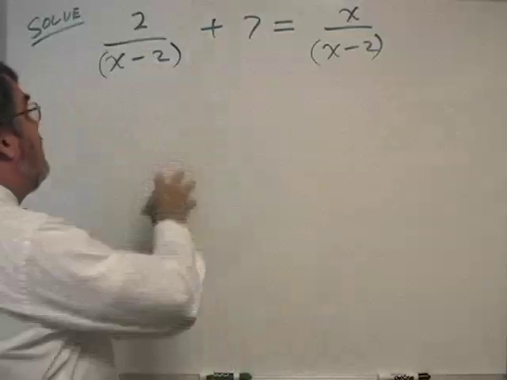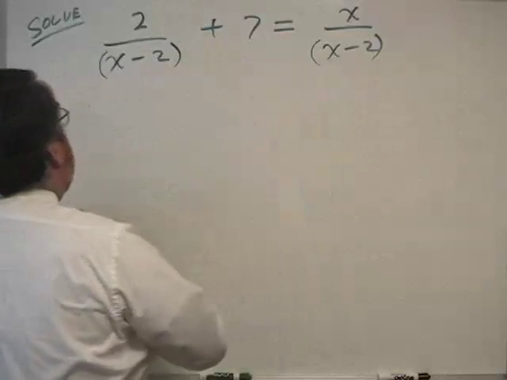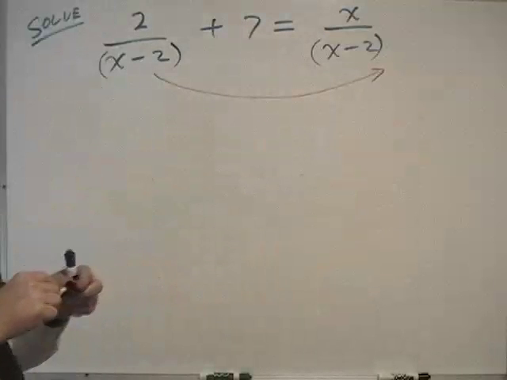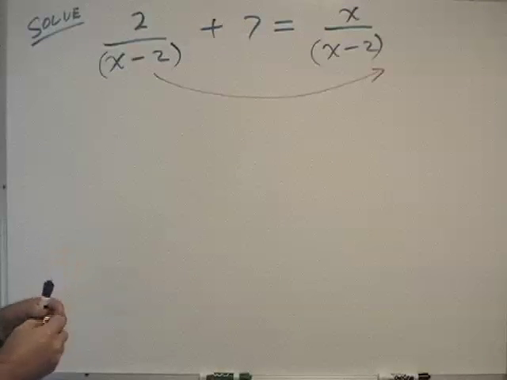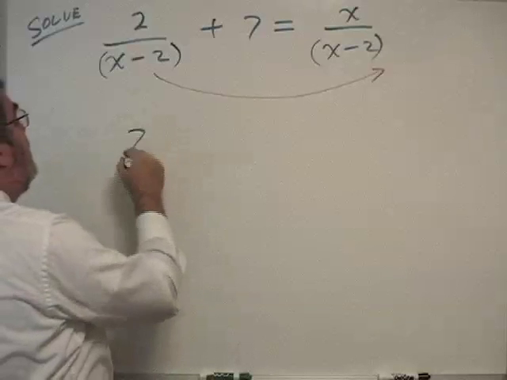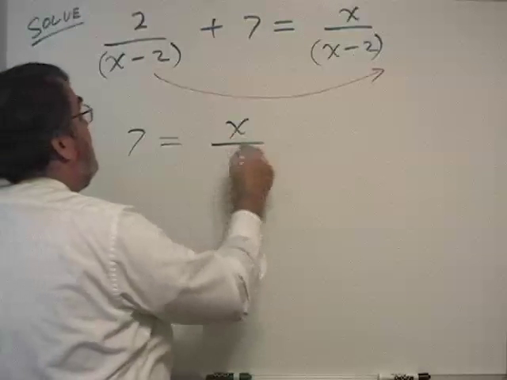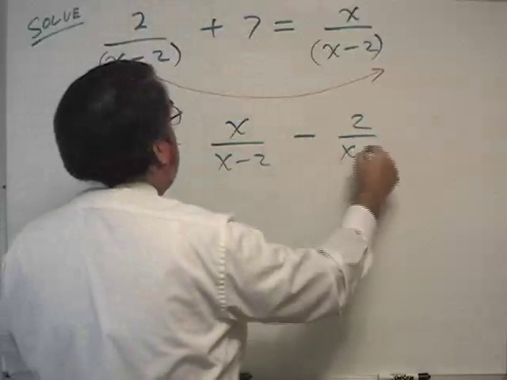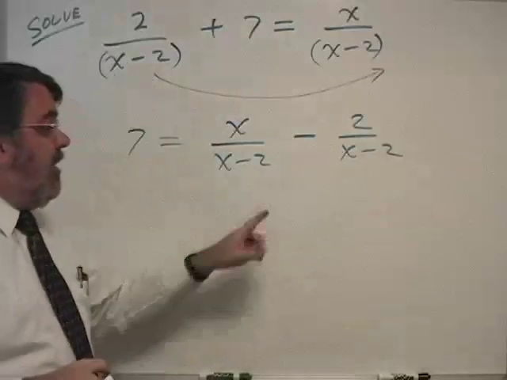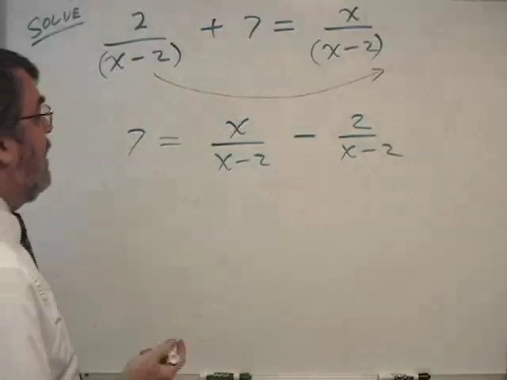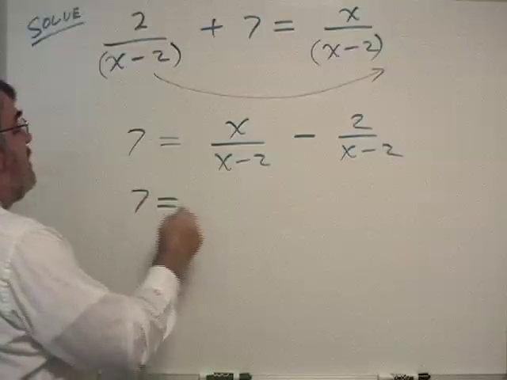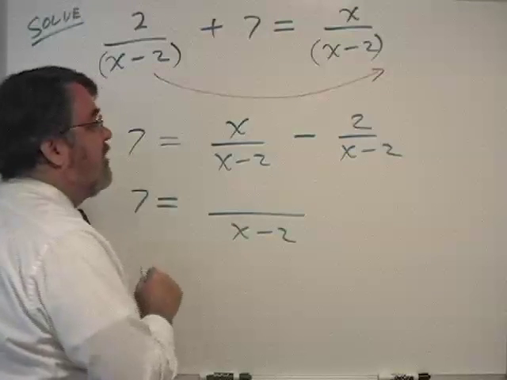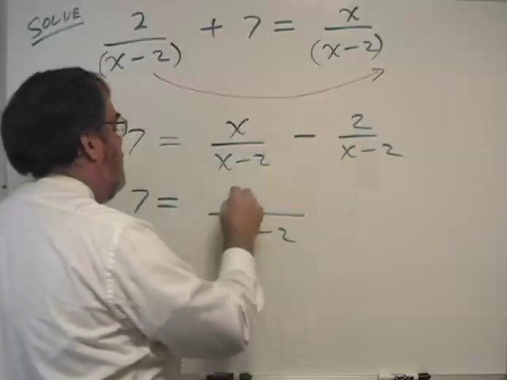So if I were to subtract this term from both sides, it comes over to the right side as a negative because I subtract that term. Then I have 7 on the left equals 2x over x minus 2 minus 2 over x minus 2. Now we have common denominators here, so we can combine these fractions. 7 equals 2x minus 2, over the common denominator x minus 2.